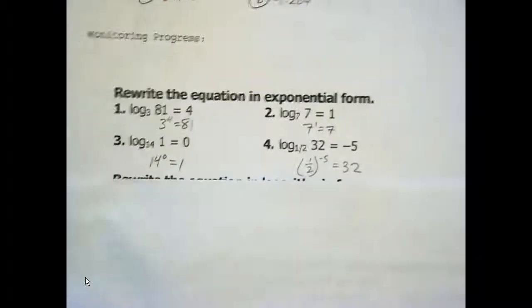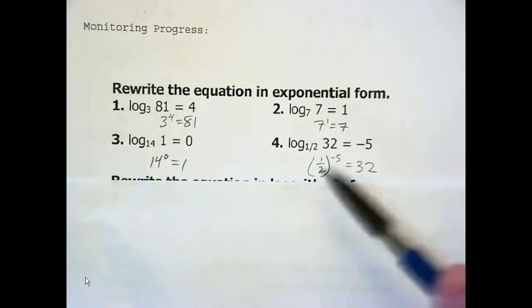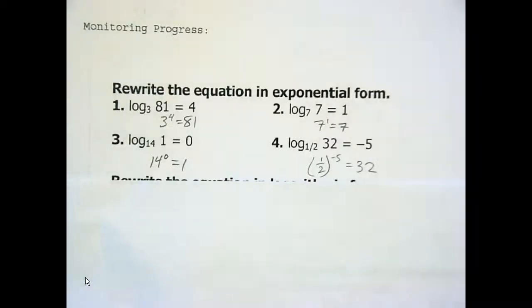Make sure number 1 was 3 to the 4th is 81, 2, 7 to the 1st is 7, 3, 14 to the 0 is 1, and 4, 1/2 to the negative 5th is 32. Make sure you put parentheses around that, otherwise you're just raising the top to the negative 5th.